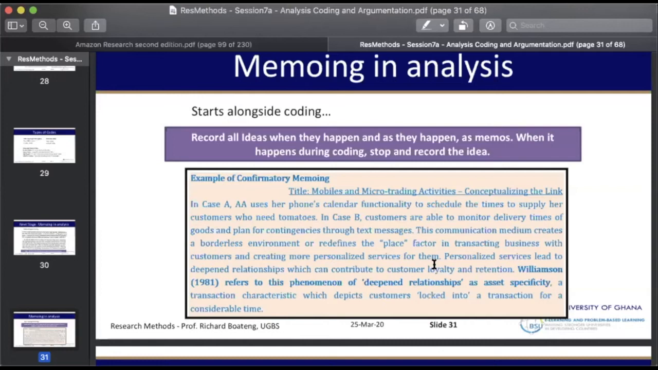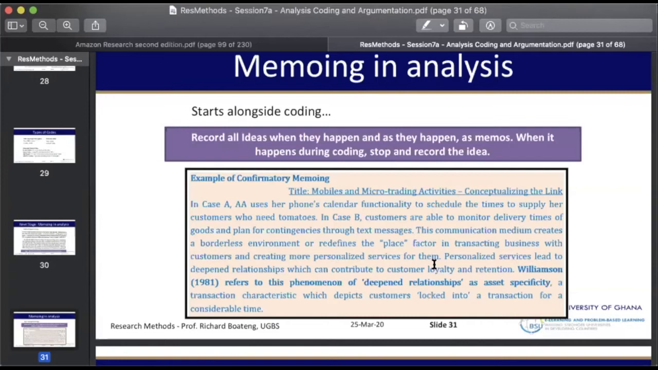You can also talk to the client, the owner of the firm or the business, and then we can get information about the delivery time. So all these inquiries made by the customer prevent the customer from moving around. Okay, so what it then goes on to say, this communication medium creates a borderless environment. That's the mobile phone as a communication medium creates a borderless environment or redefines the place factor in transacting business with customers and creating more personalized services for them.